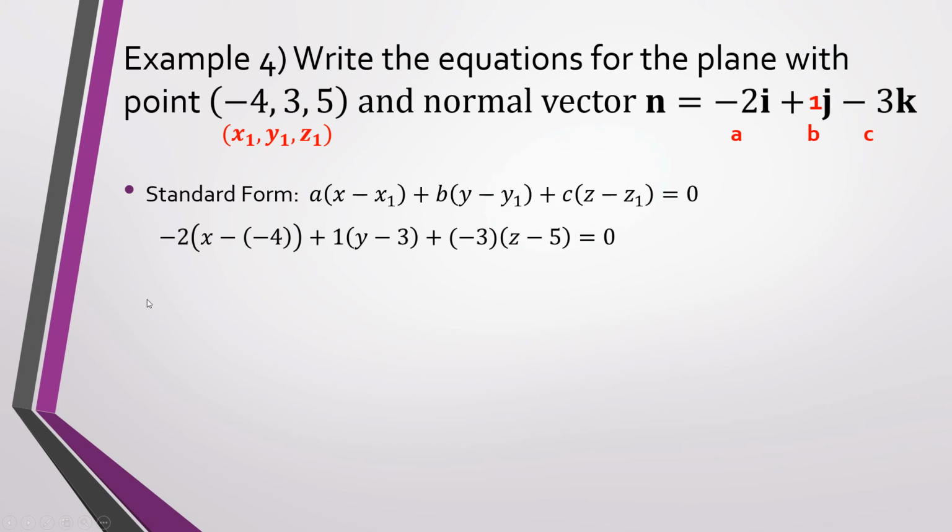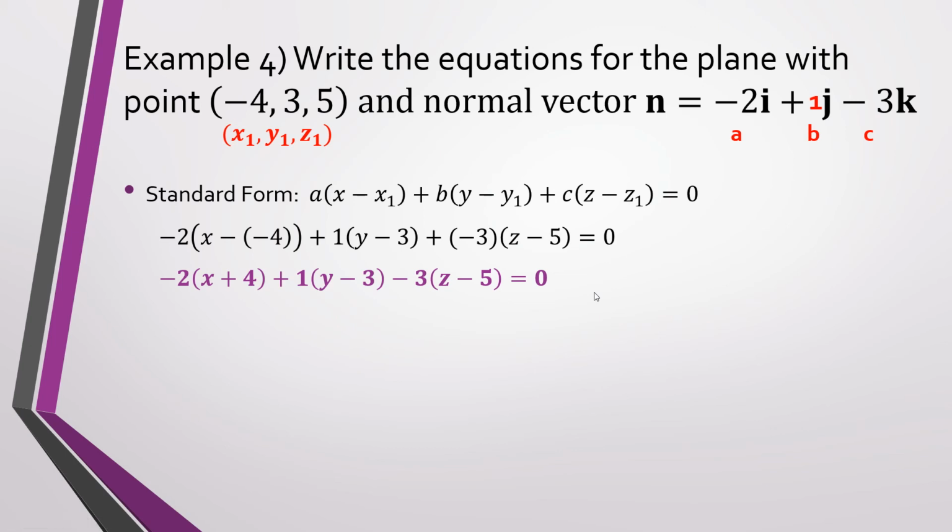Now, if we simplify this a little bit, when I subtract negative 4, that's like adding 4. So we have negative 2 times x plus 4, plus 1 times y minus 3. Instead of writing that we're adding negative 3, we can just write minus 3 times our z minus 5 is equal to 0. There's our standard form equation.